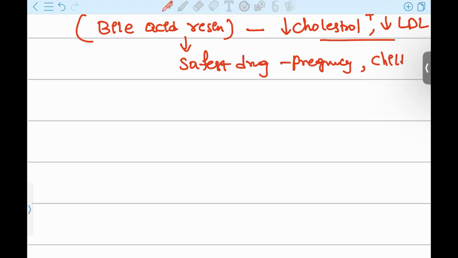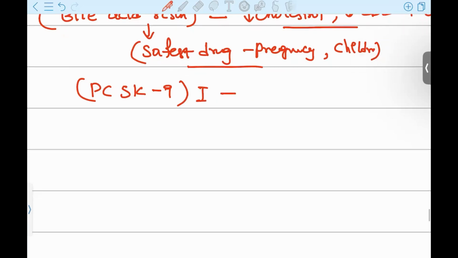This is given for the children and the pregnancy patients. Okay, this is one thing that you have to remember. And the next one, the last one of your drugs for the anti-lipidemics, is the PCSK9 inhibitors. Okay, PCSK9 inhibitors, these are your monoclonal antibodies. Like here, this was also asked in the last examination of the INICET.